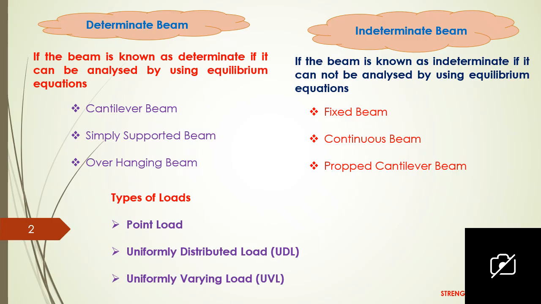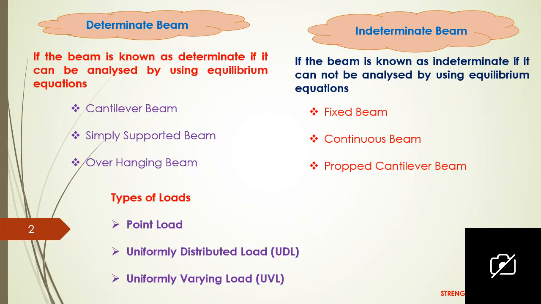Simply supported, one end is hinged, another end is roller. Both ends are hinged, but both ends should not be roller support. Overhanging beam, beyond the simply supported, some portion of the beam is hanging without any support, projected. Some portion of beam projected beyond the support is called overhanging beam.